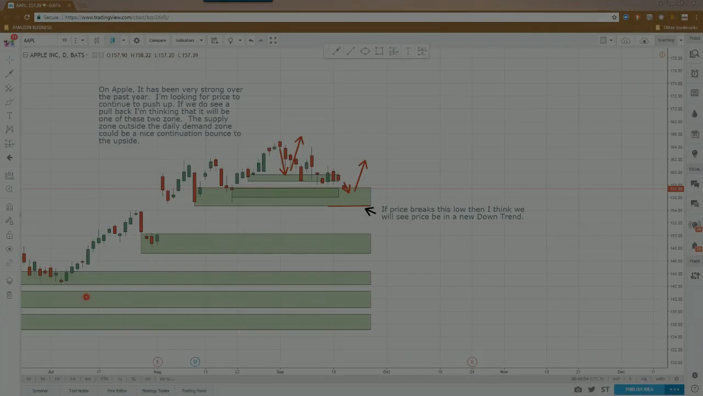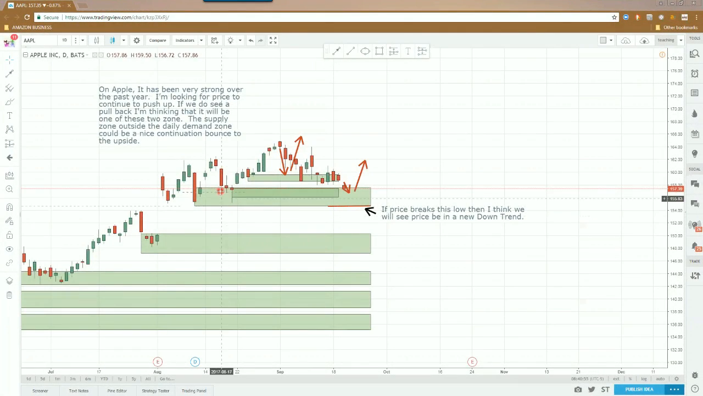On Apple here, you can see that it has been in a nice uptrend for a long period of time. And last time we drew in this little retracement coming down into this zone, being a nice little continuation zone to the upside. Well, we did get a bounce from it, and it did gap up for the next couple days after bouncing off of that level.